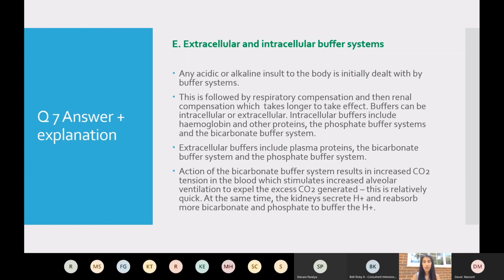The buffers can be both intracellular and extracellular, and include things such as hemoglobin, and also the phosphate and bicarb system, which was discussed a bit earlier as well. Action of the bicarb buffer system results in an increased carbon dioxide tension in the blood, which increases alveolar ventilation, which is why you can get hypercapnia. So patients get a higher respiratory rate to expel the CO2. And then a bit later, the kidneys secrete hydrogen ions and reabsorb more bicarbonate and phosphate to counteract the acid, if it is acid that was the insult to the body.